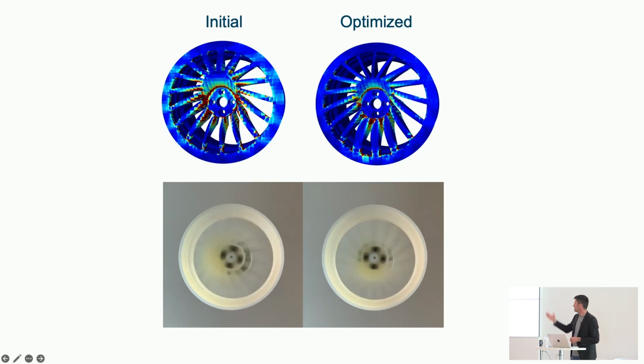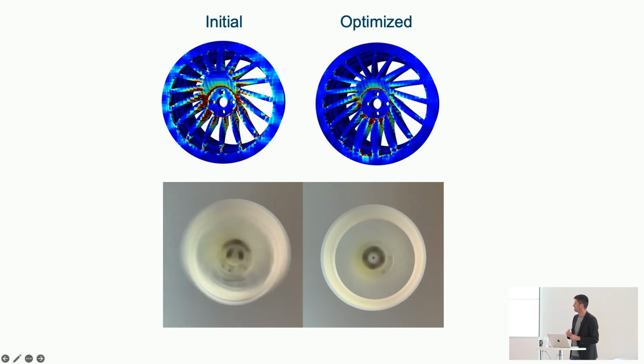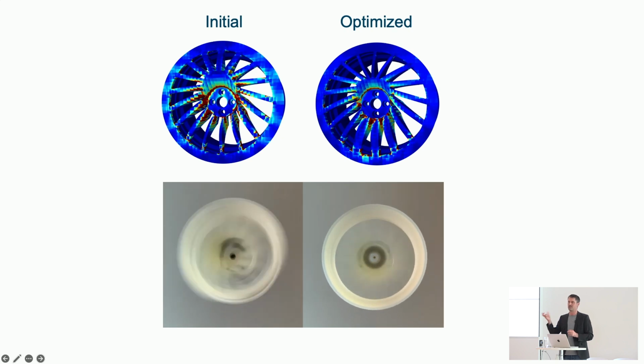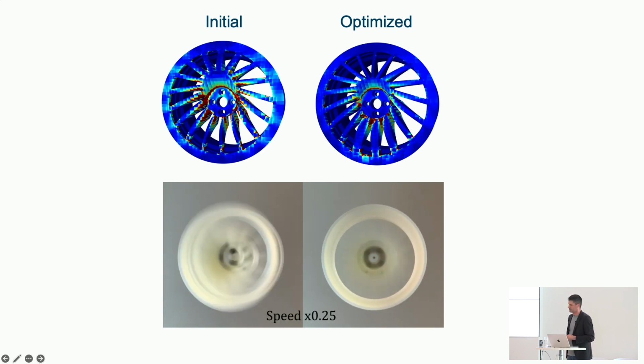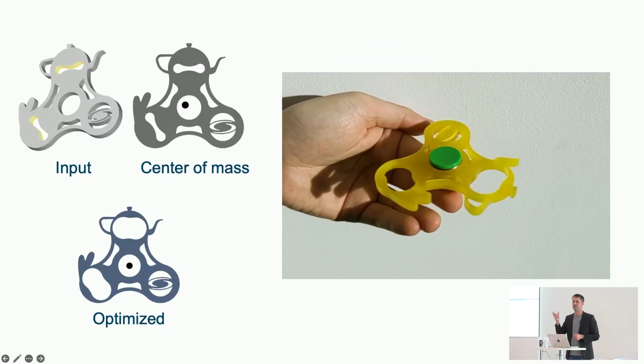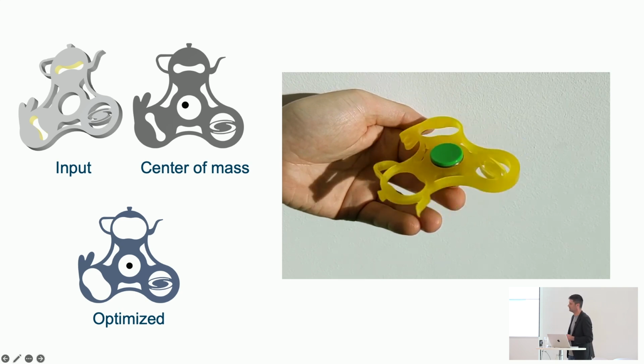And this is an example where we then 3D printed the result, and you can see this optimized wheel rim now spins stably, whereas the other one, the initial starting point, doesn't. Here's another fun example, a fidget spinner, where we also optimized for a stable spin.